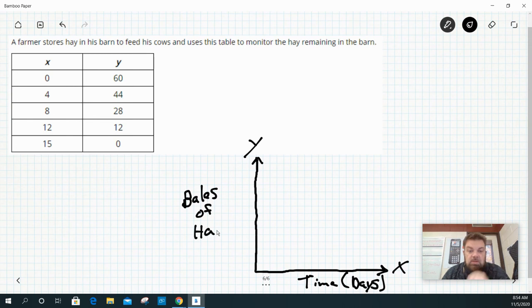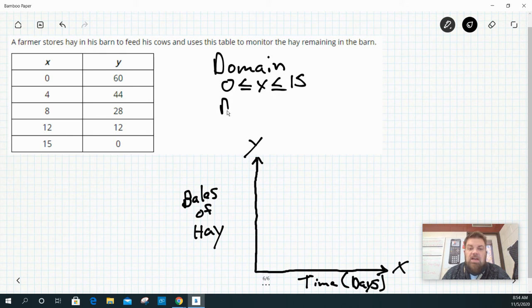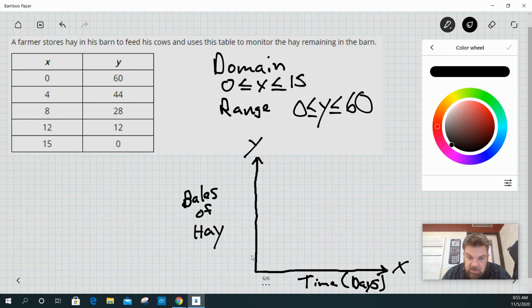And so now what I'm going to do is I got to figure out, well, how high does this go? Well, for my x-axis, in other words, my domain, goes from 0 to 15. And then my range goes from 0, that's the lower boundary, to, it looks like 60 is the greatest value for y. So I'm going to count by tens.